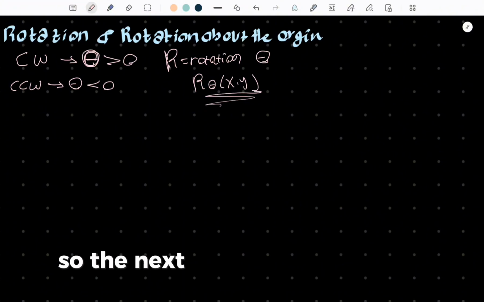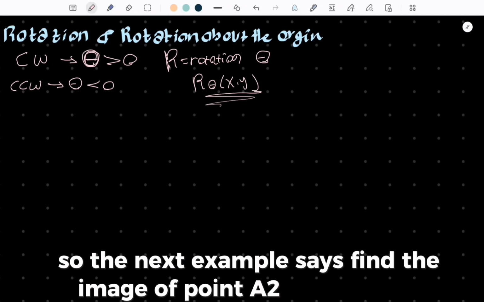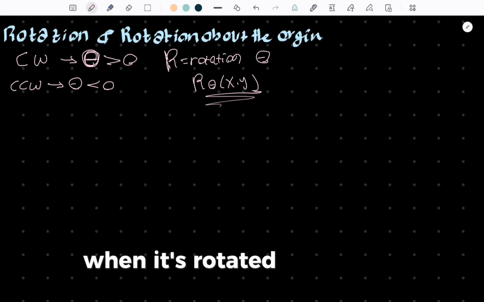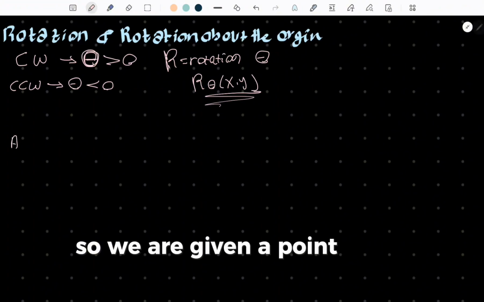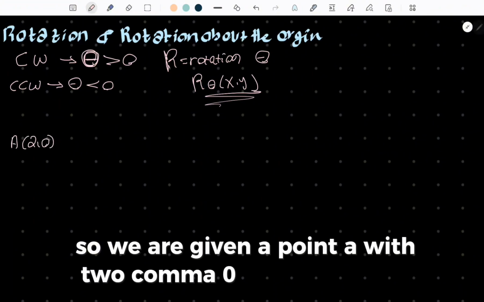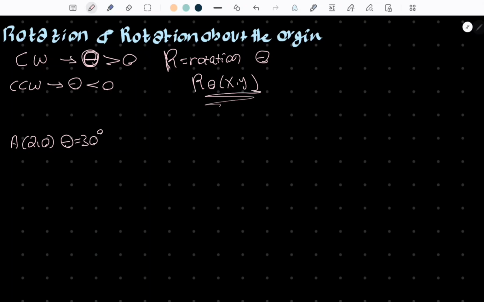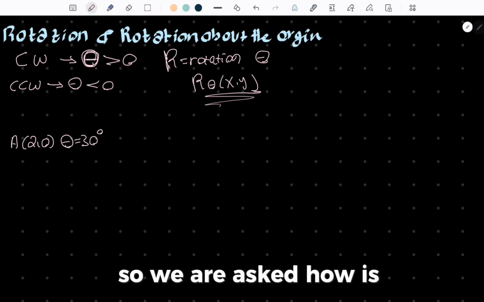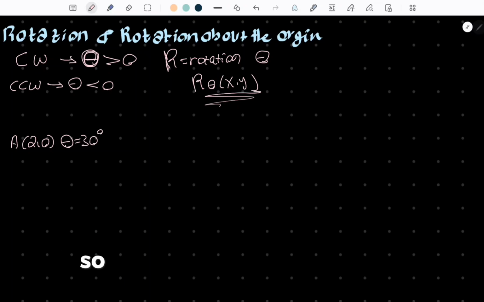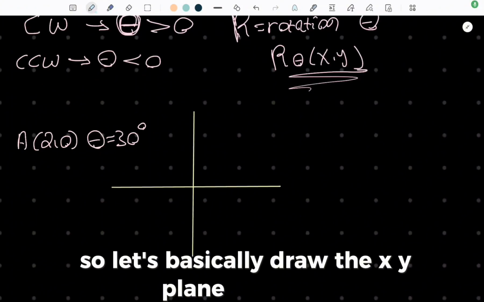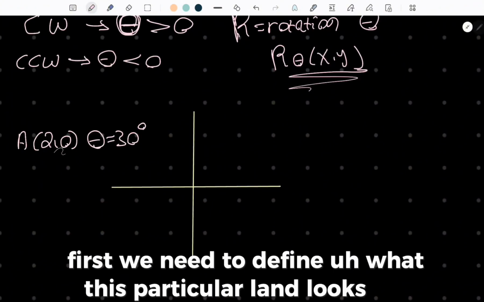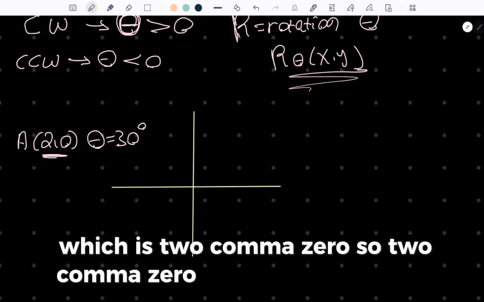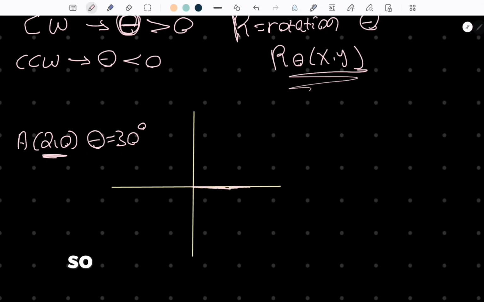The example says: find the image of point A (2, 0) when it's rotated through 30 degrees about the origin. So we are given a point A at (2, 0) and theta is 30 degrees. We are asked how it looks when it's rotated about the origin. Let's draw the xy plane. First, we need to define what this point looks like, which is (2, 0). (2, 0) is obviously on the x-axis, so it would look something like this.